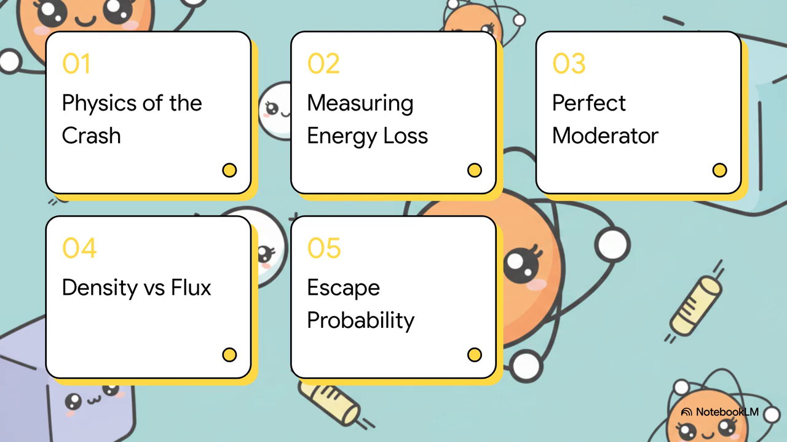Okay, let's take a quick look at our roadmap for this neutron's journey. We'll cover the physics of the crash, how we measure that energy loss, choosing the perfect moderator, comparing slowing down density versus flux, and finally, the escape probability.